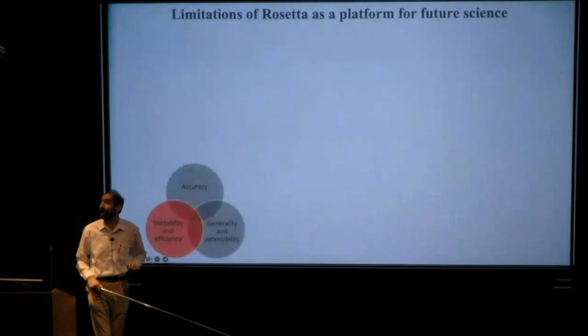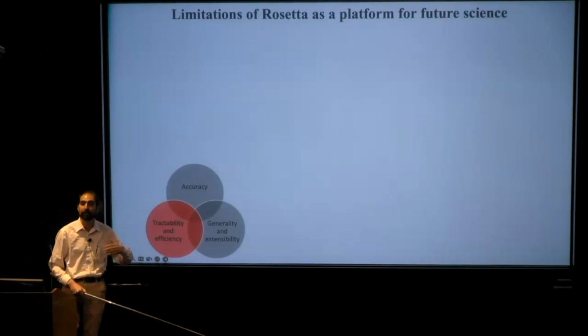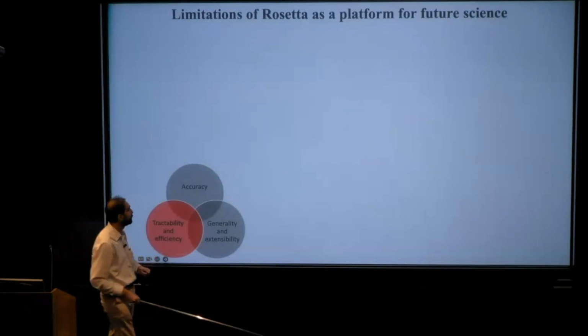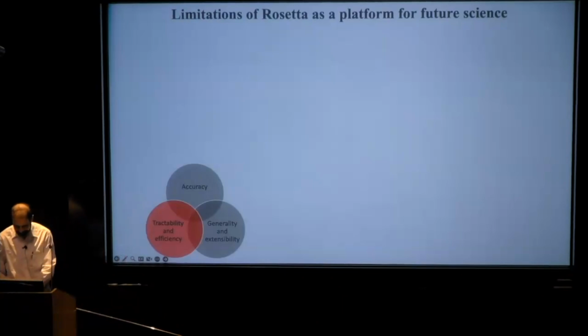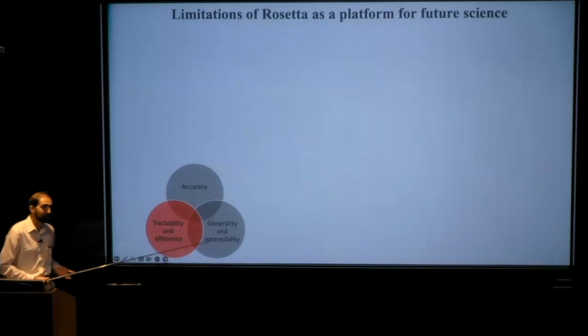Now, I've got 20 minutes left, and in the last little bit, I'm going to tell you about the limitations of Rosetta and how this is motivating new software called Masala. And we've seen some of these limitations here. So generally, limitations affect accuracy, tractability and efficiency, or generality and extensibility.